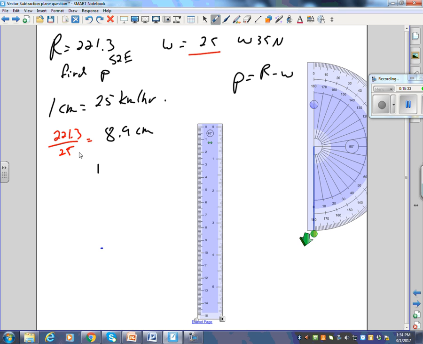Say that again, Jeff? All I'm doing there is finding out how long the vector is. Man, that's all I'm doing. How far to draw it. That's all I'm doing. Because we're doing 1 centimeter. 1 centimeter is equal to 25 kilometers per hour. It's 221.3. So how far do I draw? Remember we did scale drawings a while back, right?